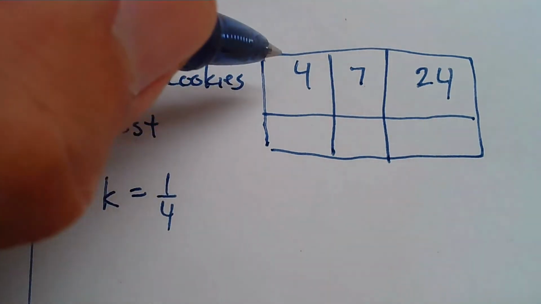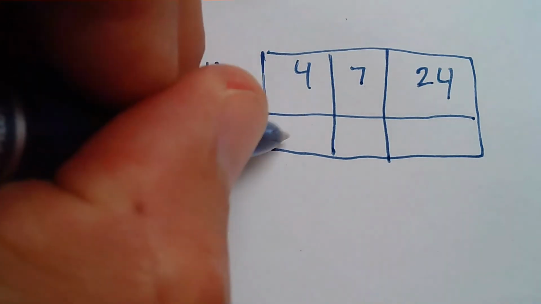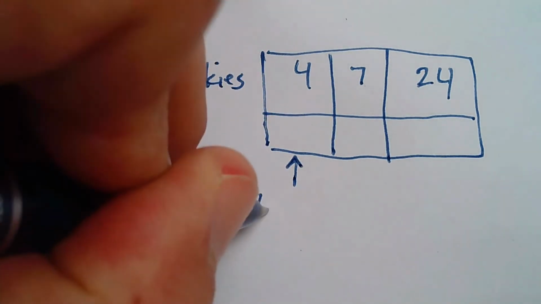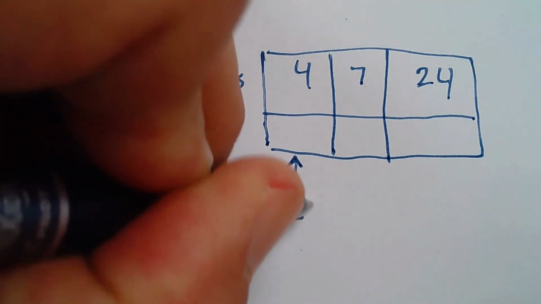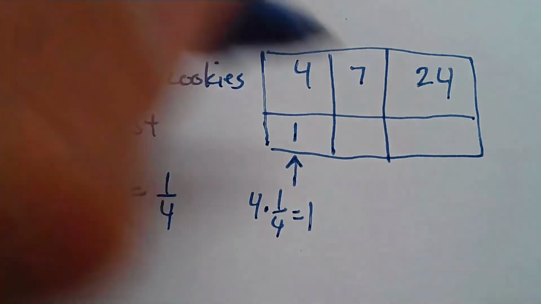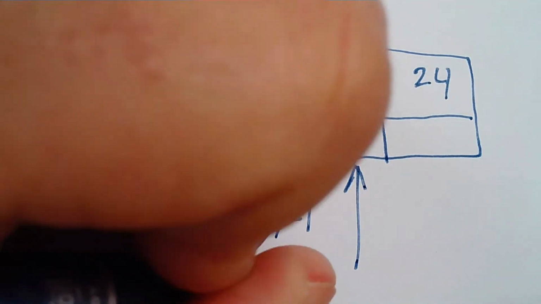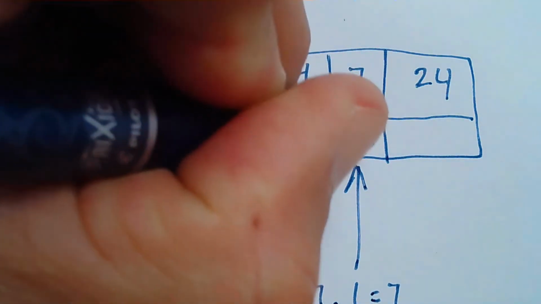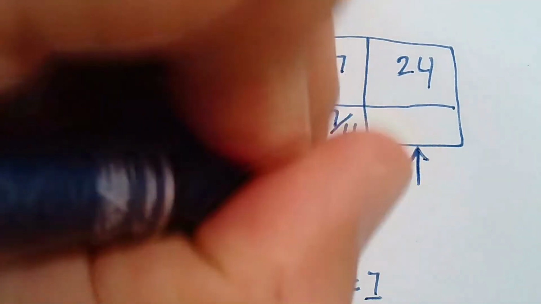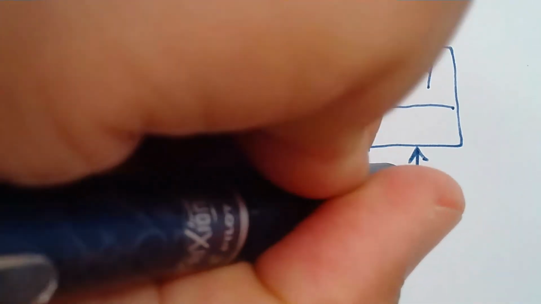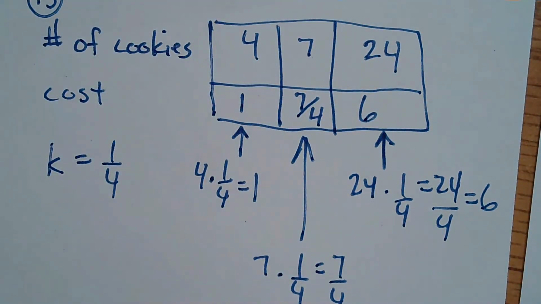Okay. So I have 4 times 1/4, which is just 1. And then for this one, that'll be 7 times 1/4, which is 7/4. Pretty simple. And then the last one right here, that'll be 24 times 1/4, which is 24 over 4, which is 6. So there you go. That's pretty easy. There's 13.